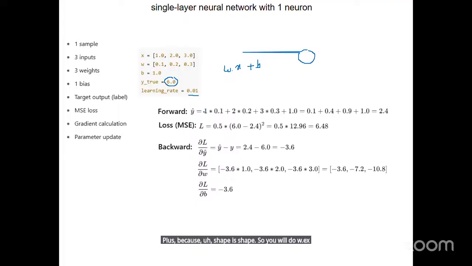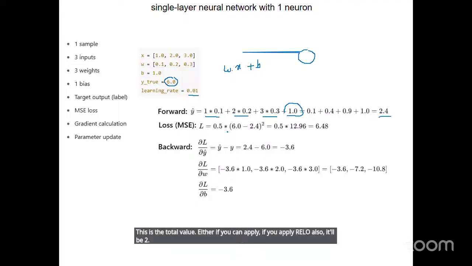So 1.0 into 1 plus 2 into 0.2 plus 3 into 0.3 plus bias. You will add, and you will get 2.4. This is the total value. If you apply ReLU also, it will be 2.4. Now you have to compute the loss.